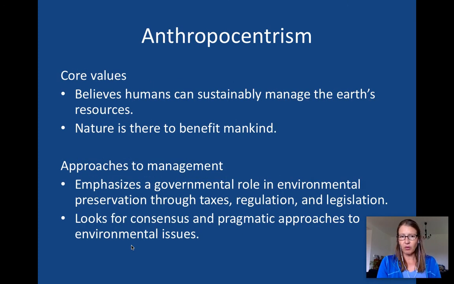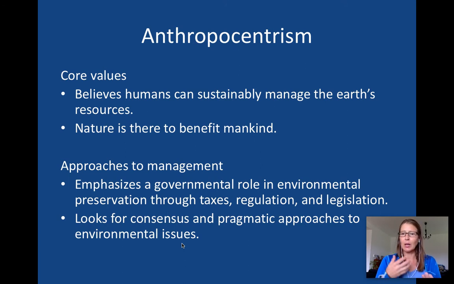Whereas with anthropocentrism, they believe that humans have the ability to sustainably manage the Earth's resources. Okay, so humans, that is our job. We can manage those resources on Earth, but nature is there to benefit mankind. So the way they approach their management is that they think government has a strong role in environmental issues. So they think we can tax, we can regulate, we can legislate, so we can create laws and boundaries for the public, as government can do that to be able to save the environment.